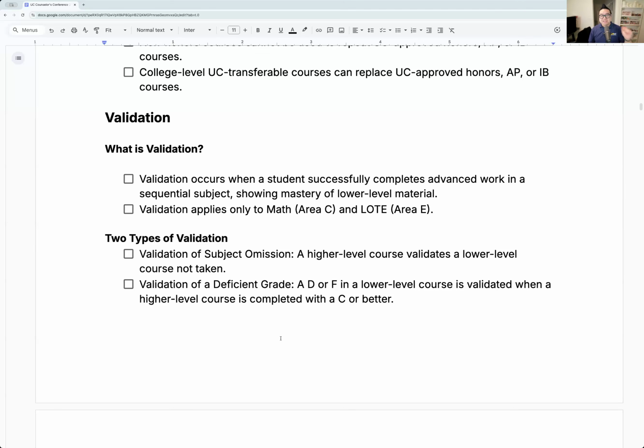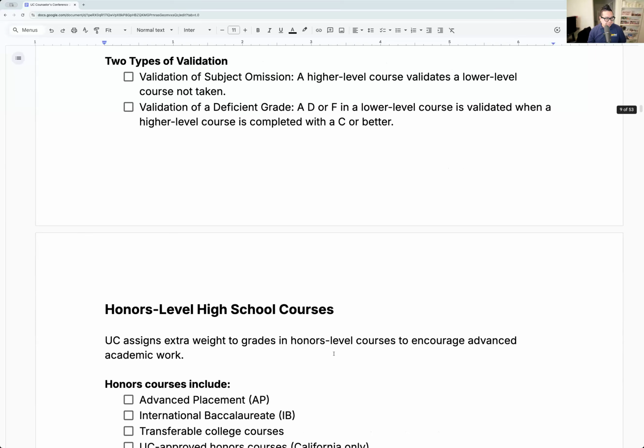The second one is deficiency of a grade. Let's say in Algebra 1 you got an F, but you took Algebra 2 and got an A. Because you passed a higher level math with a better grade, it will go back and validate the credit for Algebra 1. The F stays there, but you don't need to repeat it again, even though technically an F is failing. That's what validation means. Okay, so that's that.